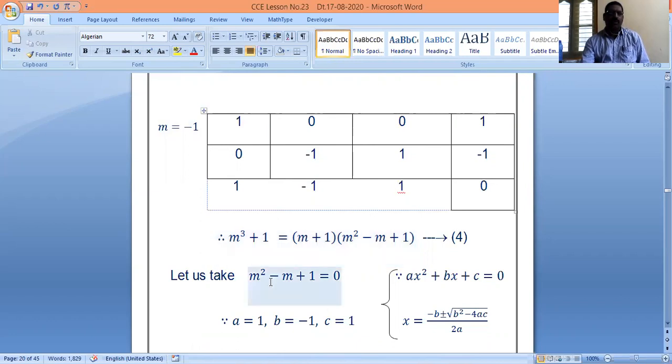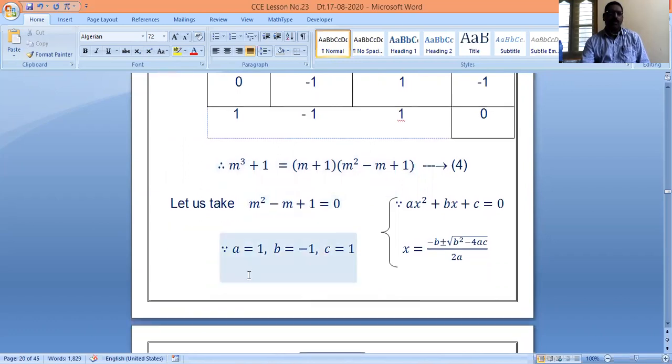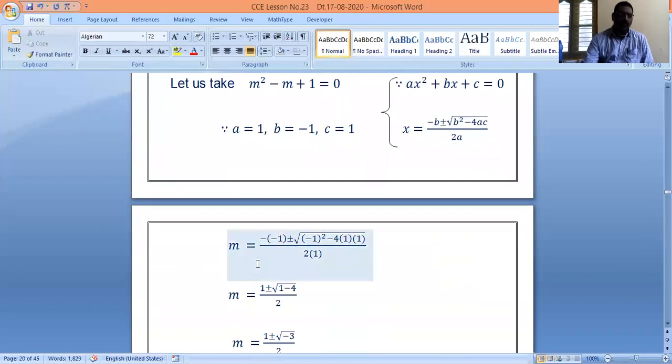Let us take m square minus m plus 1 is equal to 0. Here a is equal to 1, b is equal to minus 1, c is equal to 1. This equation is in the form of ax square plus bx plus c is equal to 0. We know the root of this equation is x is equal to minus b plus or minus under root of b square minus 4ac, by 2a. Therefore, m is equal to minus of minus 1, plus or minus under root of (minus 1) whole square minus 4 into 1 into 1, by 2 into 1.